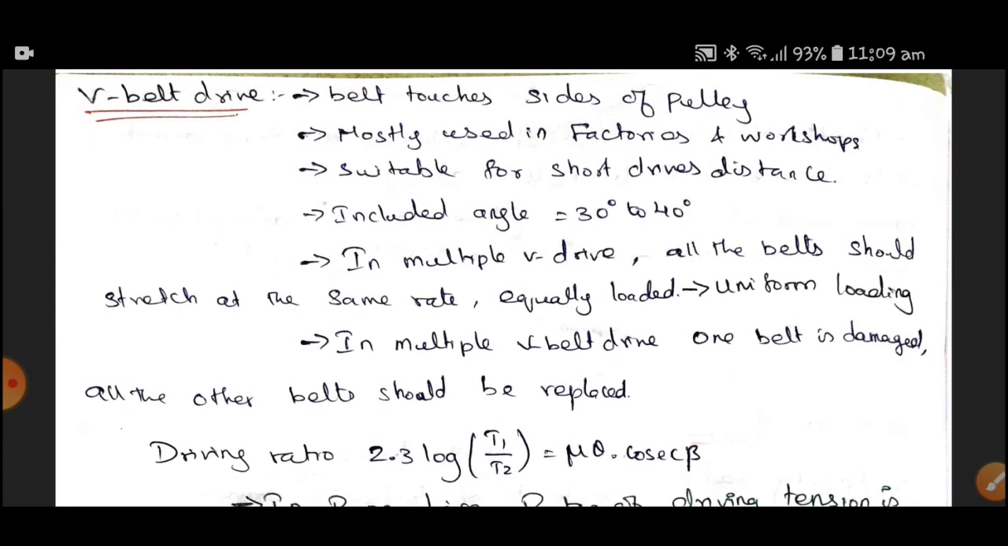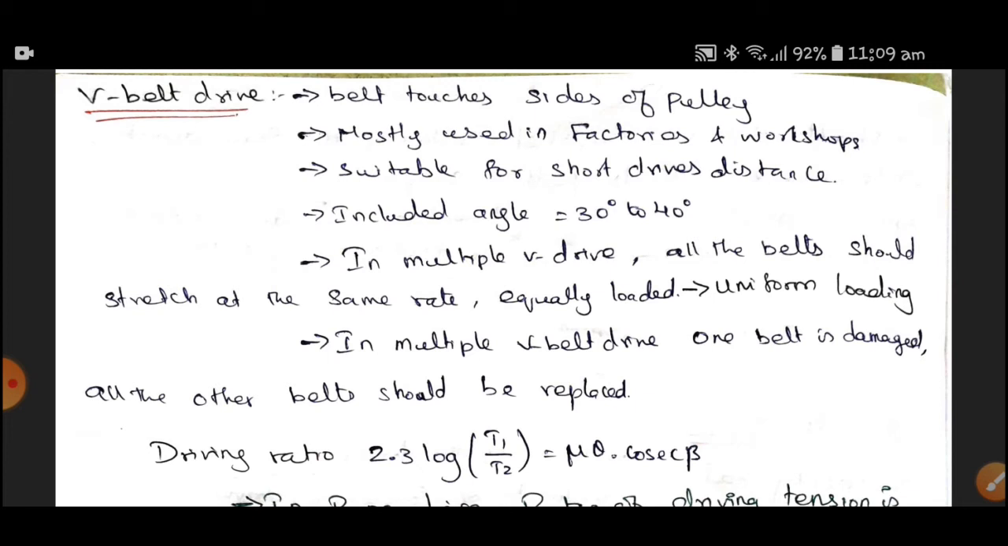In most of the factories and workshops, V-belt drives are used. It is suitable for the shortest distance. The included angle of the V-belt is 30 to 40 degree. This thing you have to know very well.